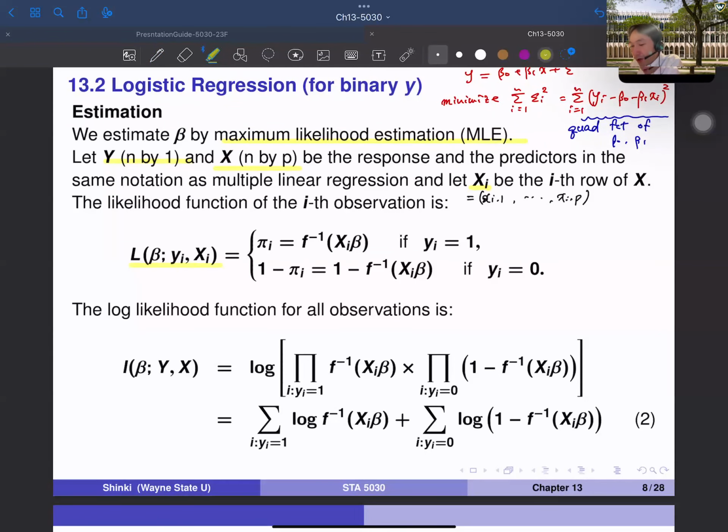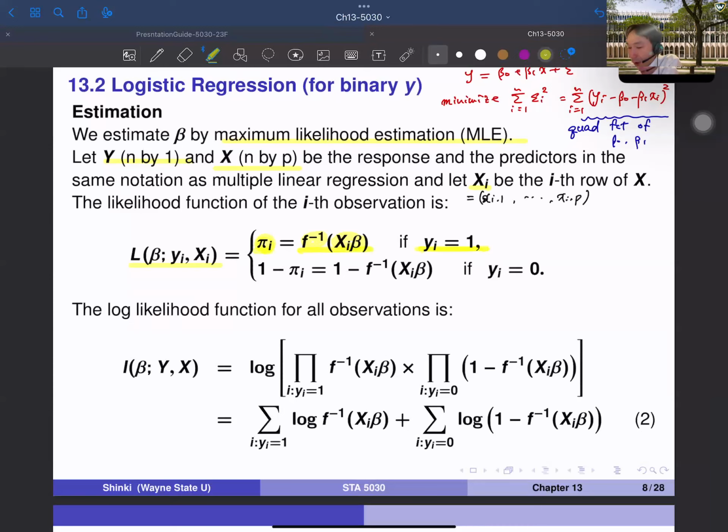So the likelihood function of this ith observation is basically f inverse of x_i transpose beta if y_i is equal to 1. So f inverse of x_i transpose beta is equal to pi_i, right? So this is basically the fitted value of the logistic regression, and we use the inverse logit function to make it a probability. So if y_i is 1, so basically that observation is successful, then the success probability is the fitted value.